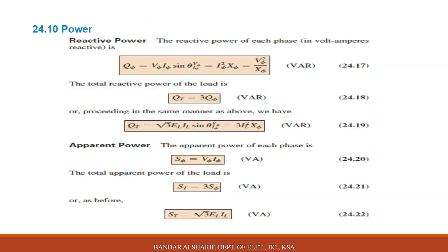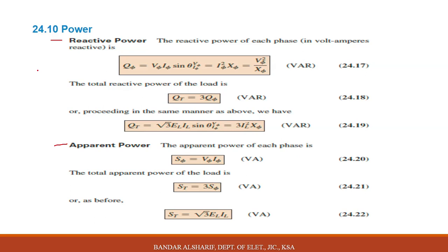Now we will talk about reactive power and apparent power. Reactive power, which is Q, you need to multiply the same thing, voltage phase, I phase, but not cosine. We need to multiply it by sine theta. Or we can say I square phase by X. See here, for reactive power we multiply by X, not R. Why do we multiply by X?